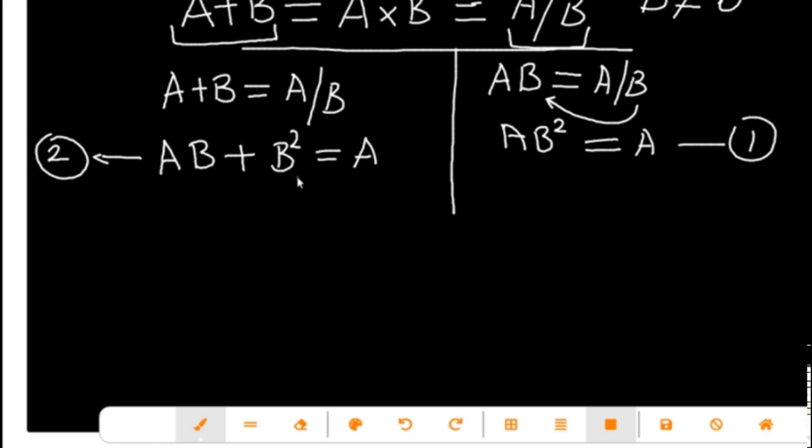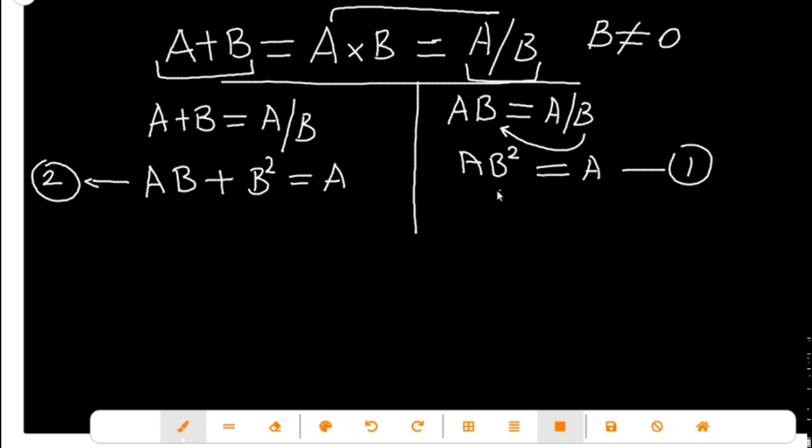So from the first equation, we can say that b can be value 1 or minus 1, because if we make b as 1, then a will be equal to a, which is correct. Or if b is equal to minus 1, square is 1, which is positive. So we can say that a will be equal to a.